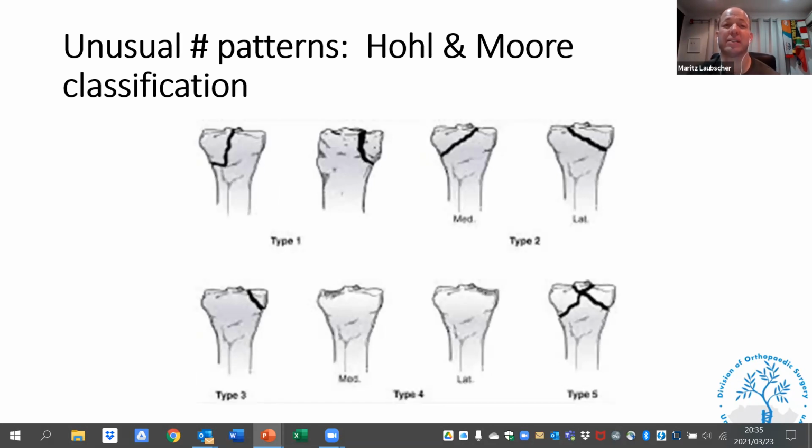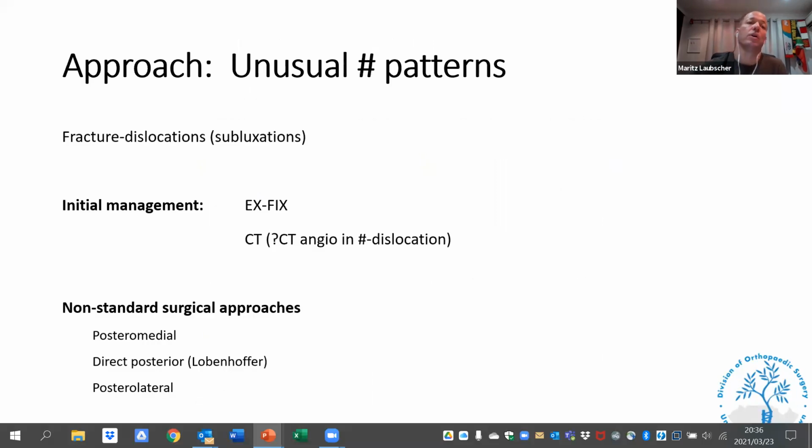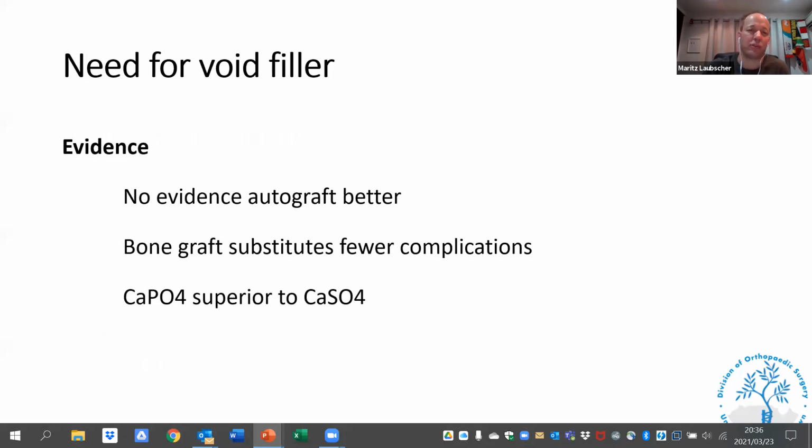The unusual fracture patterns, like I said, it is important that you recognize these and also have a strategy on how to approach them. These are all fracture dislocations or fracture subluxations of the knee. Almost all of them need temporary external fixation. They are mostly high energy injuries. You should always mention that you would consider a CT angiogram or at least assessment for an associated vascular injury. And here you should be familiar with the non-standard approaches: posterior medial, direct posterior, and posterior lateral.